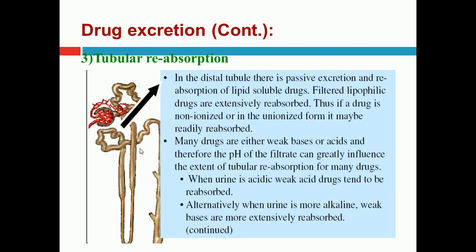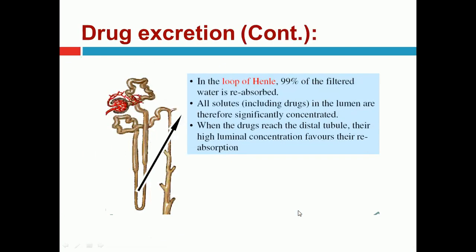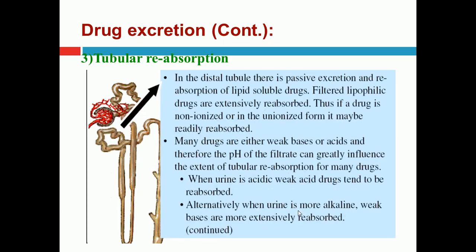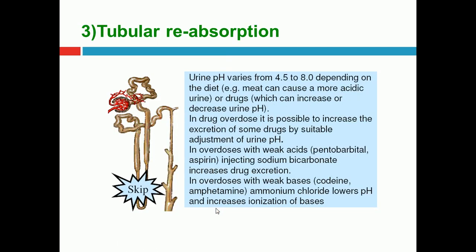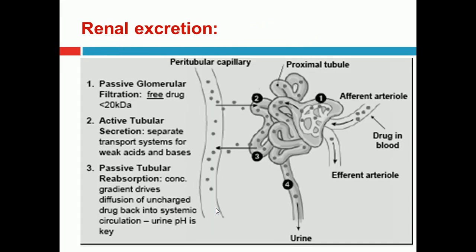So here we can see many drugs are either weak bases or weak acids. Therefore the pH of the filtrate can greatly influence. What is that filtrate? Filtrate that is present in the urine lumen. When urine is acidic, weak acidic drugs tend to be reabsorbed. Alternatively, when urine is more alkaline, weak bases are more extensively reabsorbed. So what actually is this phenomenon?